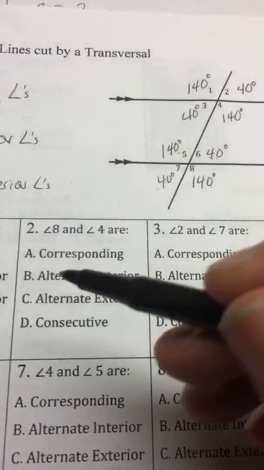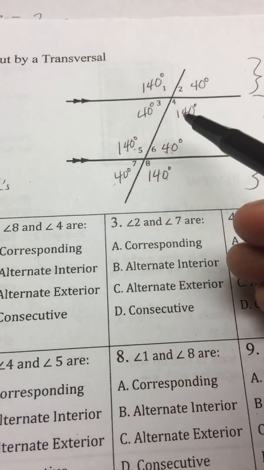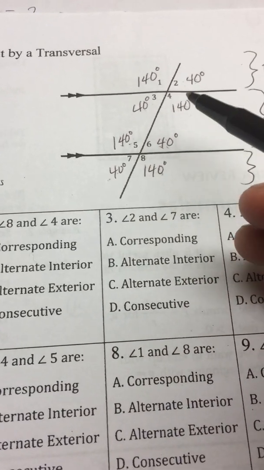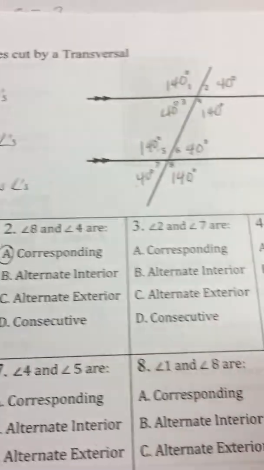Okay. Now, if you think you have this, then go do a couple of questions and come back and check your answers. Angle 8 and 4. So let's find 8 and 4. Here's 4 and here's 8. Is that lower right and lower right? Yes. Are they corresponding? Yes, they are.